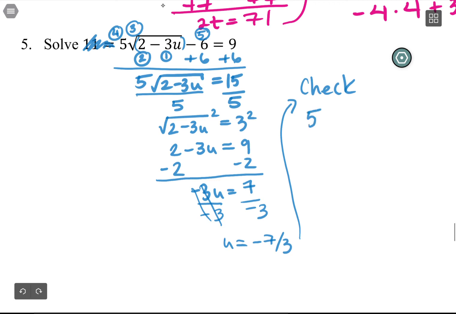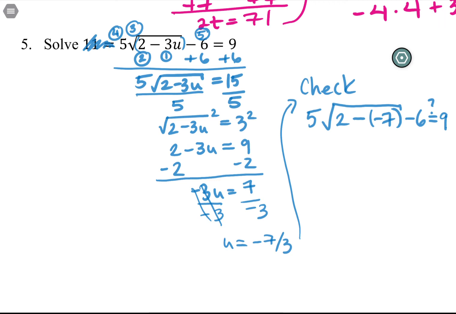We have 5 times the square root of 2 minus 3 times u. So 3 times 7/3 is 7, but it's a negative. I'm going to do one step in my head. You feel free to do as few or as many in your head as you want to. In general, I'm not actually checking your check. I'll just know if you missed it, because if there's an extraneous solution, you won't catch it. So always make sure you're checking. I don't really care what that looks like on your paper.